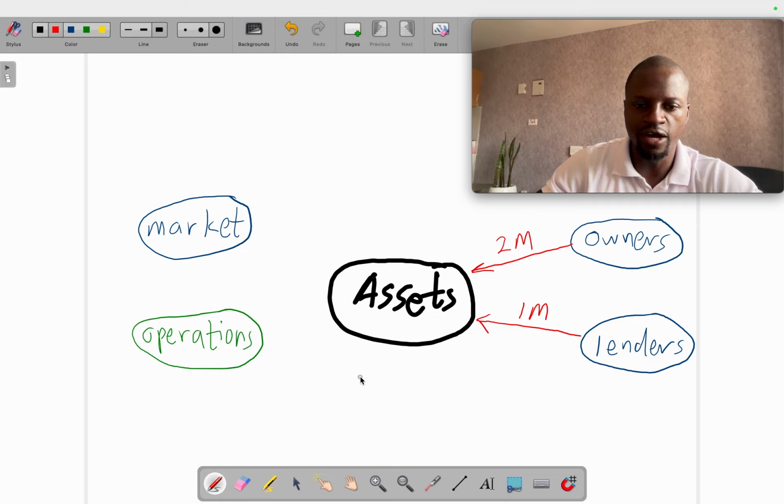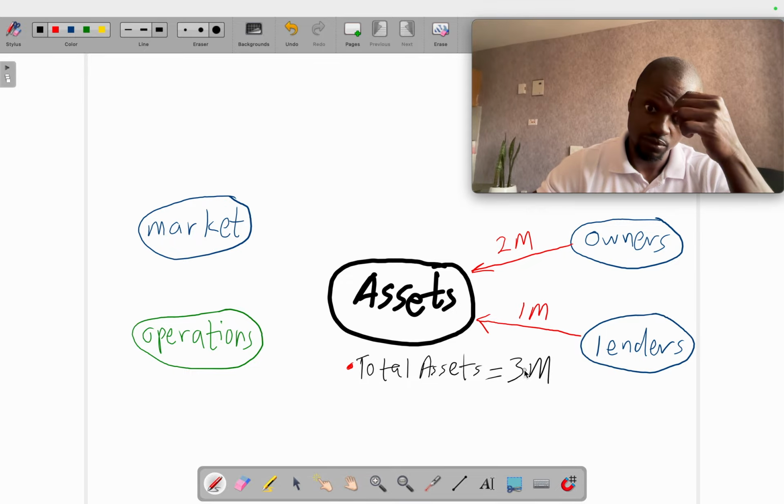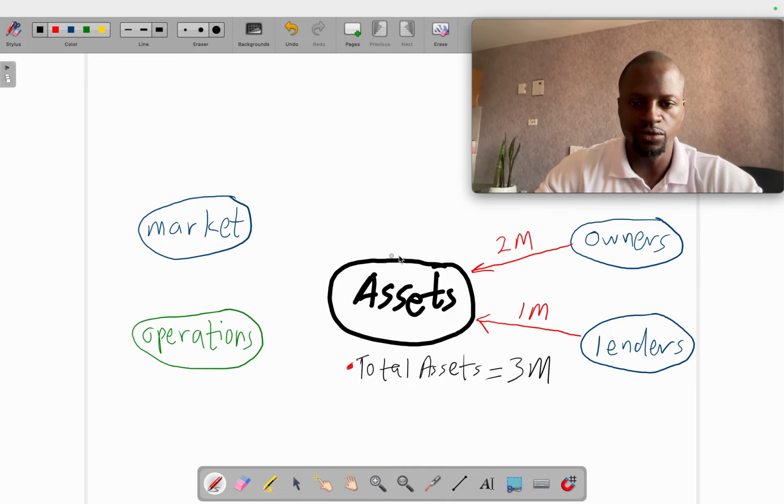So meaning we now have our total assets, as we start the business, of 3 million. With 3 million, the owners feel this is enough to start the operations of the business.